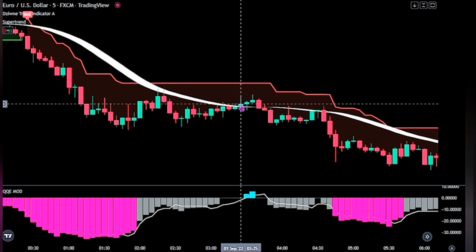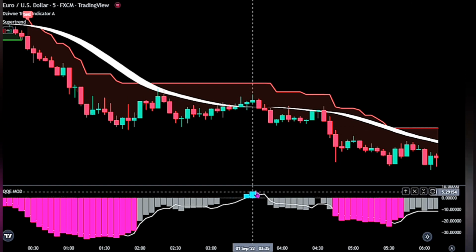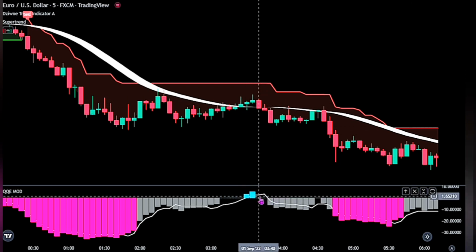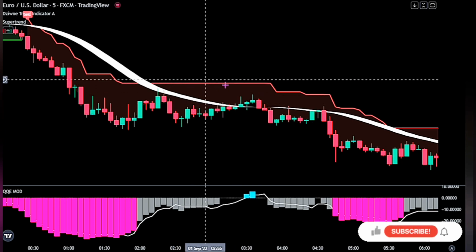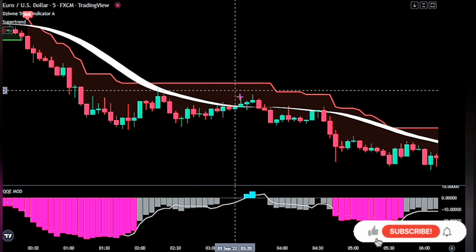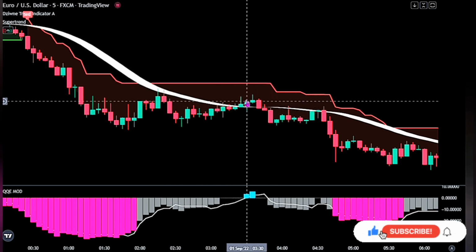As our second confirmation, we would wait till we see the QQE histogram close inside the moving average while it's above the zero line, before we go ahead and place a sell stop order at the bottom of the trigger candlestick. So we see here that we had our Supertrend colored in red, and we got the price action close above the Dzewne trend indicator at this point in the chart.